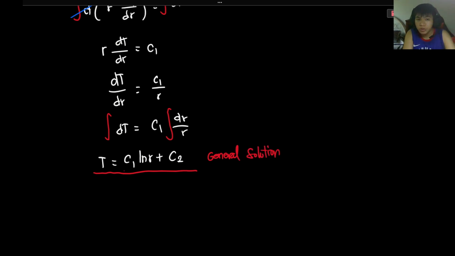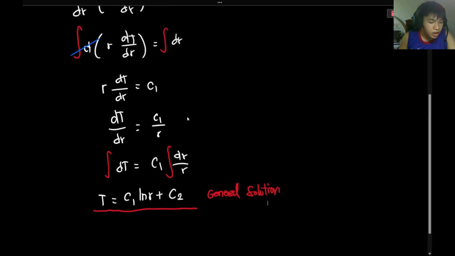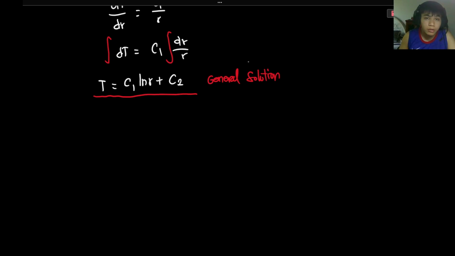And so this is the general solution for this second order DE. And now we have to apply yung ating boundary conditions. So, applying yung ating boundary conditions. Okay. So, we have two conditions here.